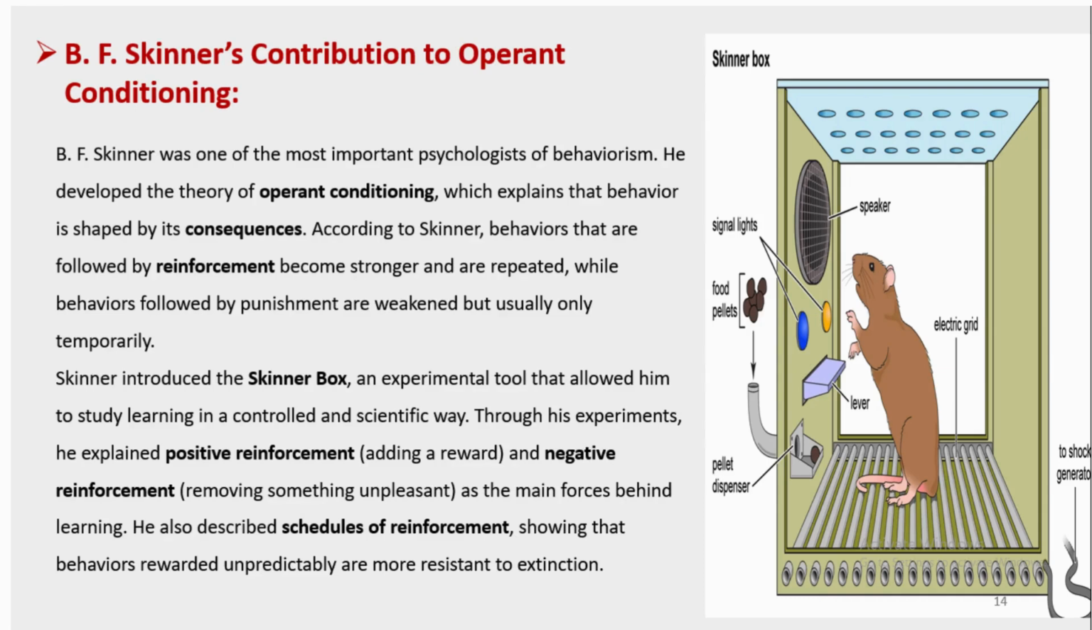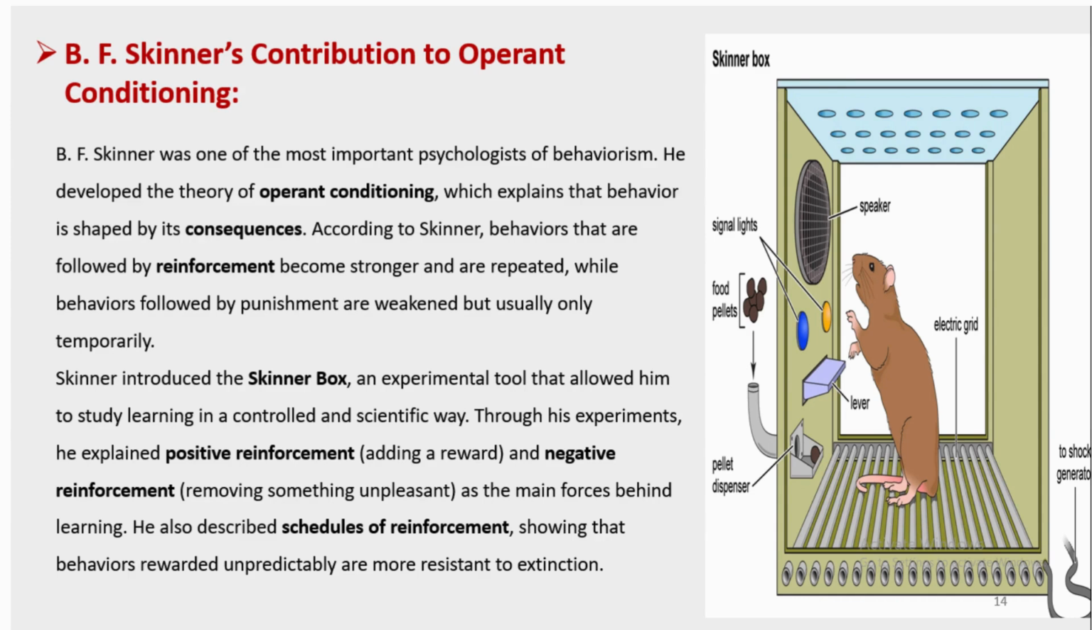So there is a scientist, B.F. Skinner, who contributed to operant conditioning. B.F. Skinner was one of the most important psychologists of behaviorism. He developed the theory of operant conditioning, which explained that behavior is shaped by its consequences. According to Skinner, behavior that is followed by reinforcement becomes stronger and is repeated, while behavior followed by punishment is weakened but usually only temporarily.